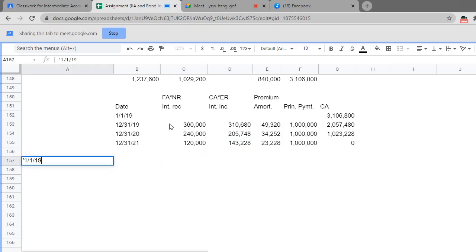Okay? So, we're now ready to prepare journal entries. Let's begin with 1/1/2019. We debit investment in bonds and credit cash for the amount of the market price, which is 3,106,800.